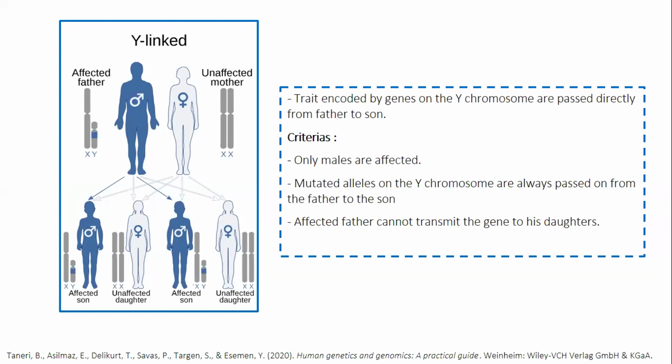Okay, for Y-linked inheritance, the trait encoded by genes on the Y chromosome is passed directly from father to son. For the criteria, first, only males are affected because females do not have a Y chromosome. Second, mutated alleles on the Y chromosome are always passed on from the father to the son, so the son is always affected. And third, an affected father cannot transmit the gene to his daughters because females do not have a Y chromosome.